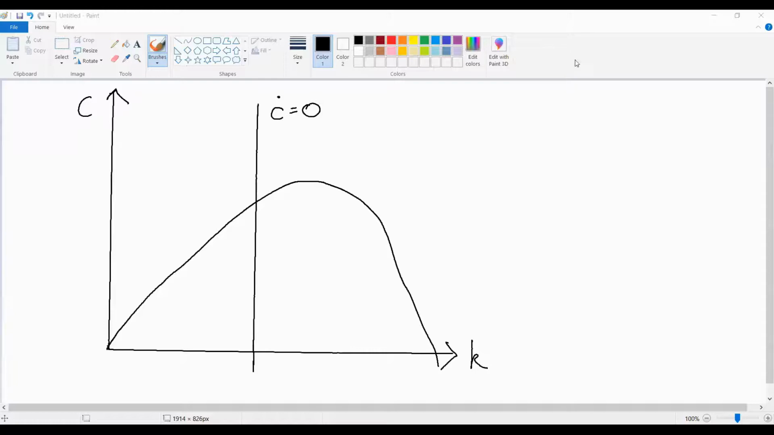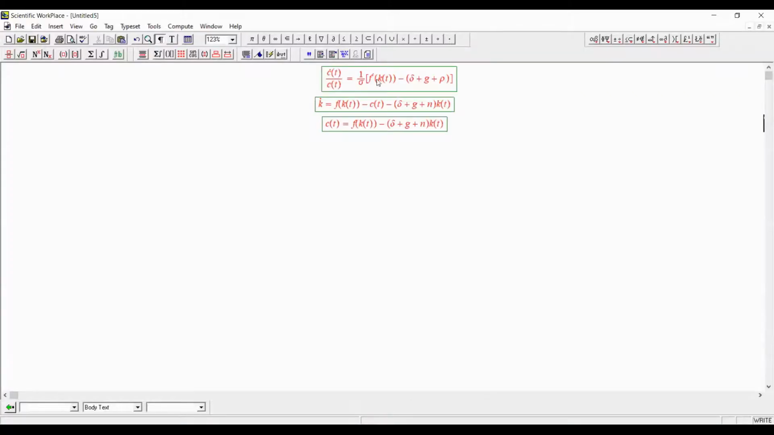The next thing we need to do is to go back to our equations. Now suppose capital is higher than the value where this is 0. F is a concave function. Therefore, f prime is decreasing in k. So if I raise k, that means this C dot has to go down.